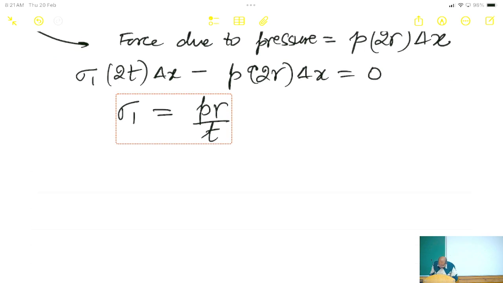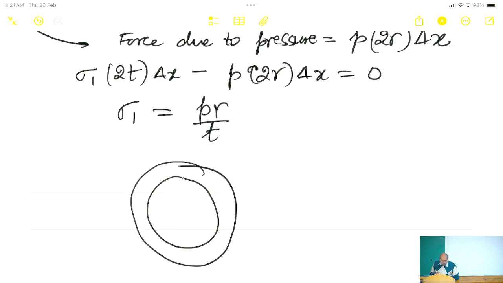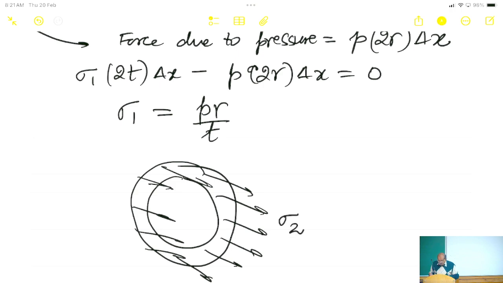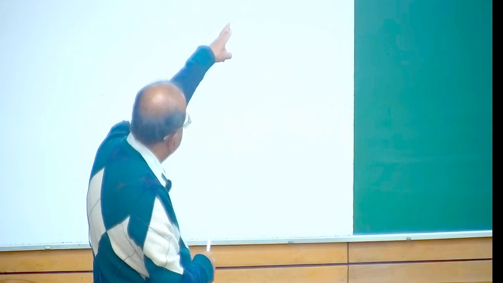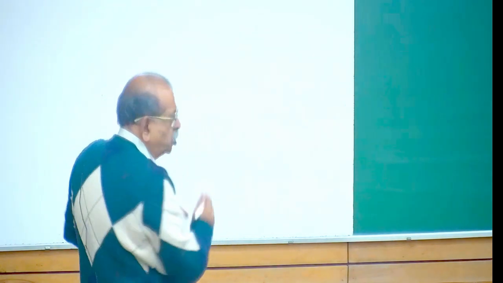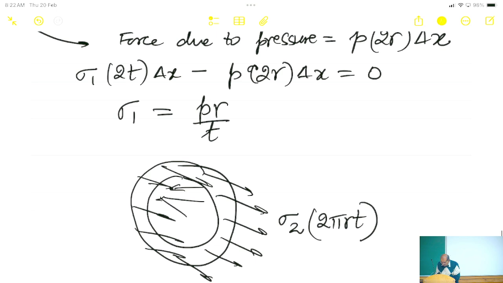If I cut a circular section like this, then this stress is sigma 2, and sigma 2 times 2 pi RT is the force which is coming. Now I cut the section in the YZ plane. So therefore this circular section, this force is equal to sigma 2 into 2 pi RT. And what is the force due to pressure? What is the area on which this pressure is acting?